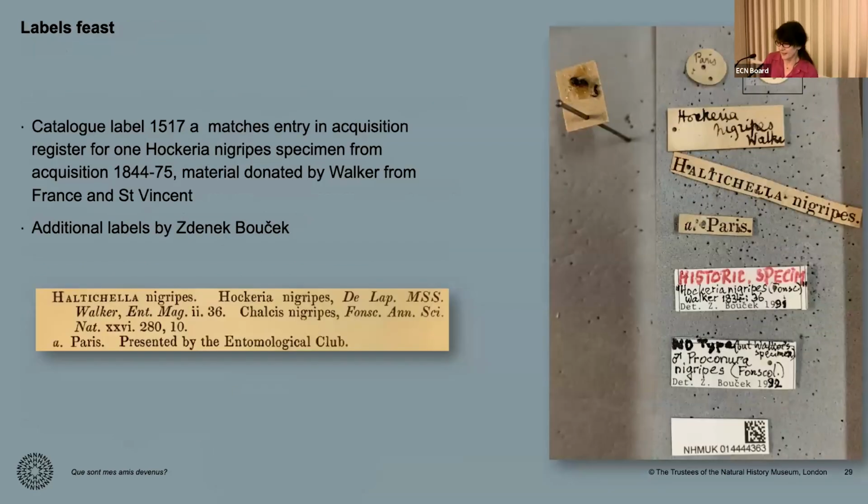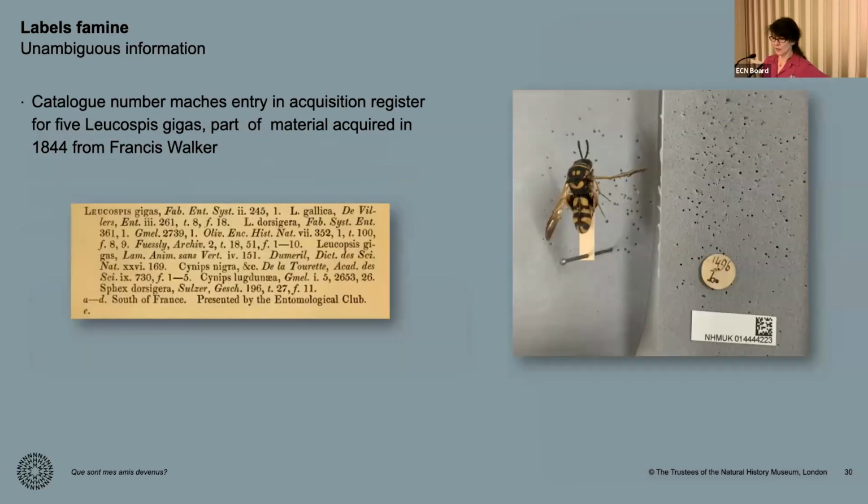So what did I find? Well, some specimens have all the labels you could hope for. This one, you see, has a register label, a Waterhouse label, an extra label for identification, an extra label for collecting data, and further labels from Bocek, a famous Chalcid person who worked on the collection. So that's a specimen I can, without hesitation, say, yes, it's a specimen from the catalog. I can match everything precisely to Walker's entry.